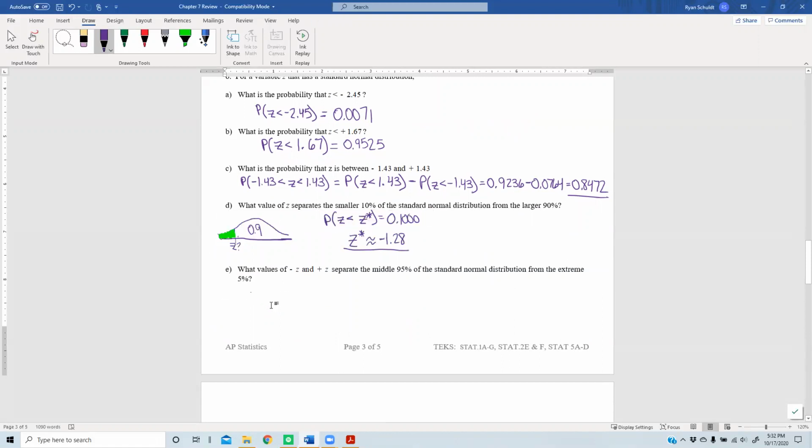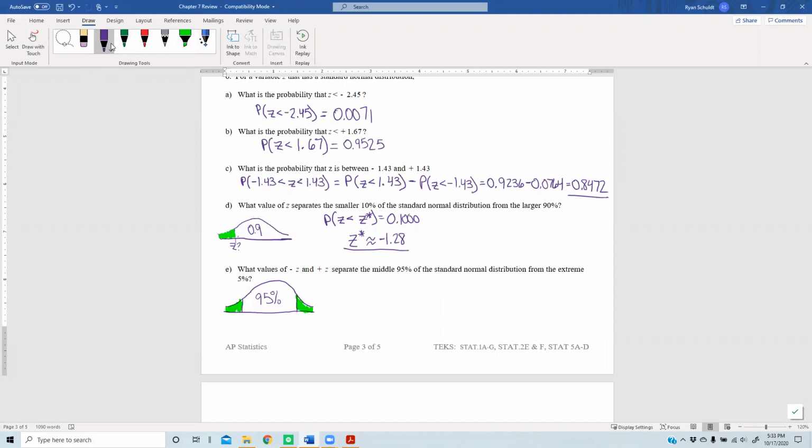Okay, last one. What values of negative Z and positive Z separate the middle 95% of the standard normal from the extreme 5%. The middle 95%. So if I draw a standard normal curve, I want the middle here to be 95%. Which means I want my outside values here to be, remember, we're symmetric, so we have to split it in half.